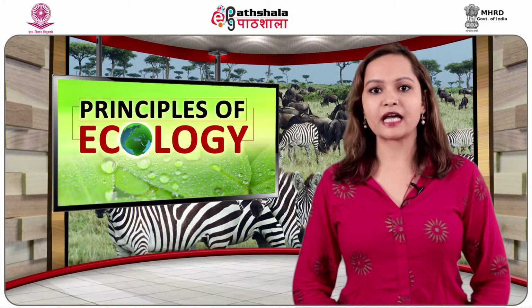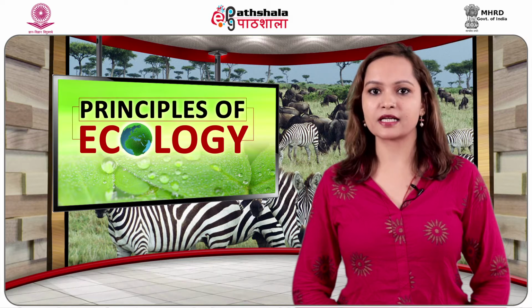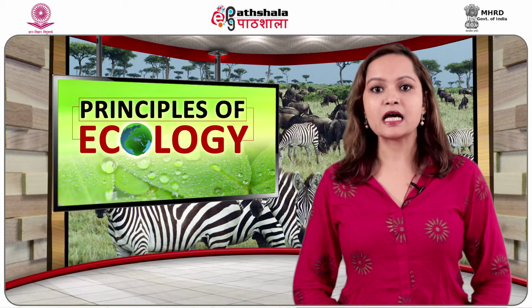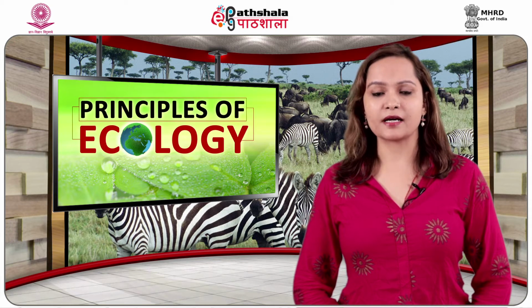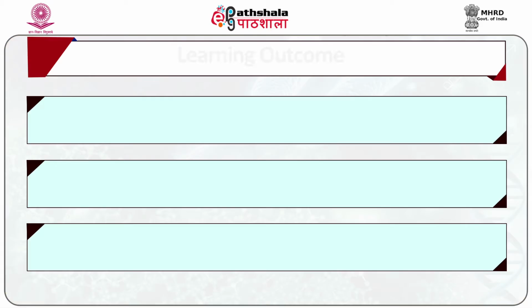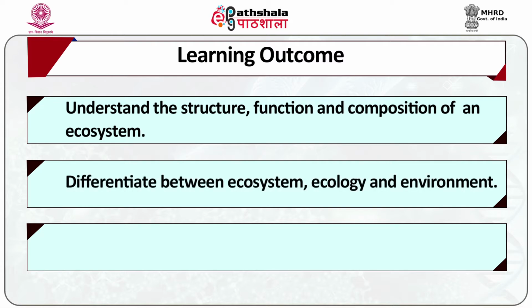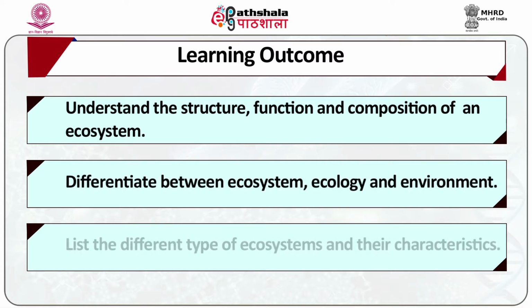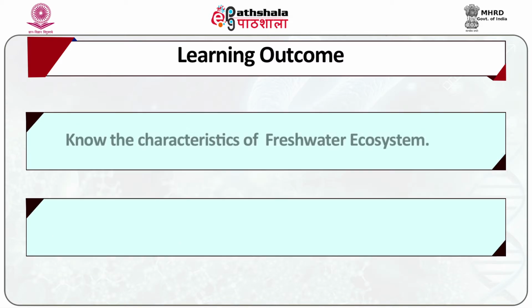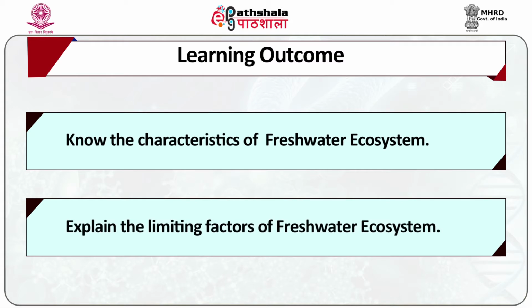Today we will study about types of ecosystems, specifically about aquatic ecosystem, in which we will study about freshwater ecosystem. Learning objectives of these modules are: after the end of this module, you will be able to understand the structure, function and composition of ecosystem, differentiate between ecosystem, ecology and environment, list the different types of ecosystems and their characteristics, know the characteristics of freshwater ecosystem, explain the limiting factors of the freshwater ecosystems, etc.